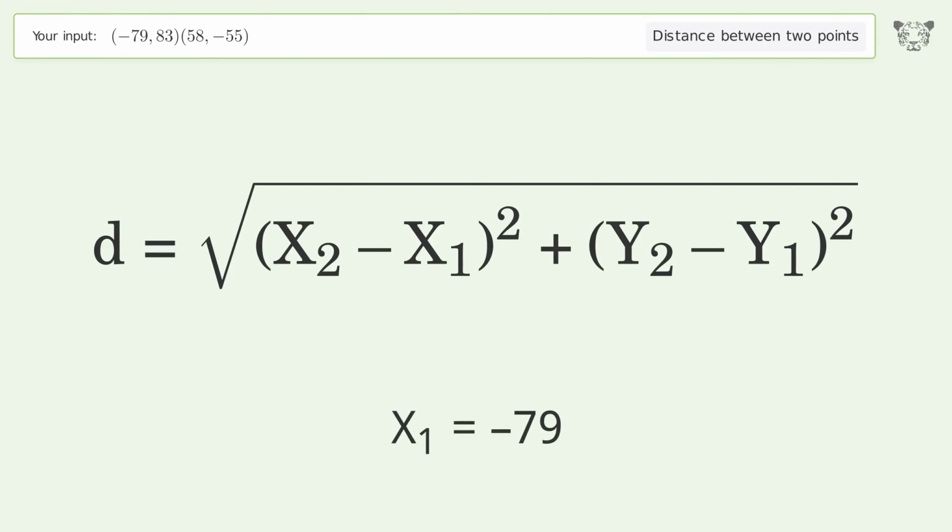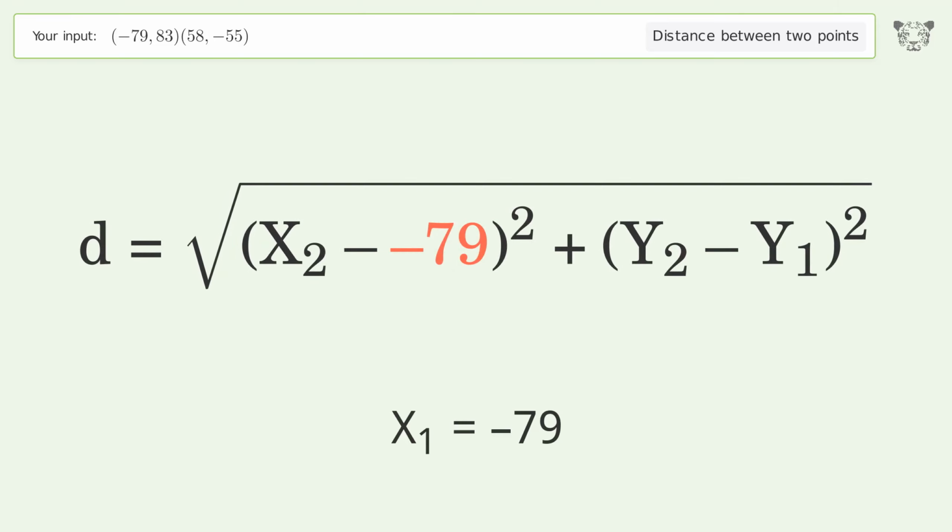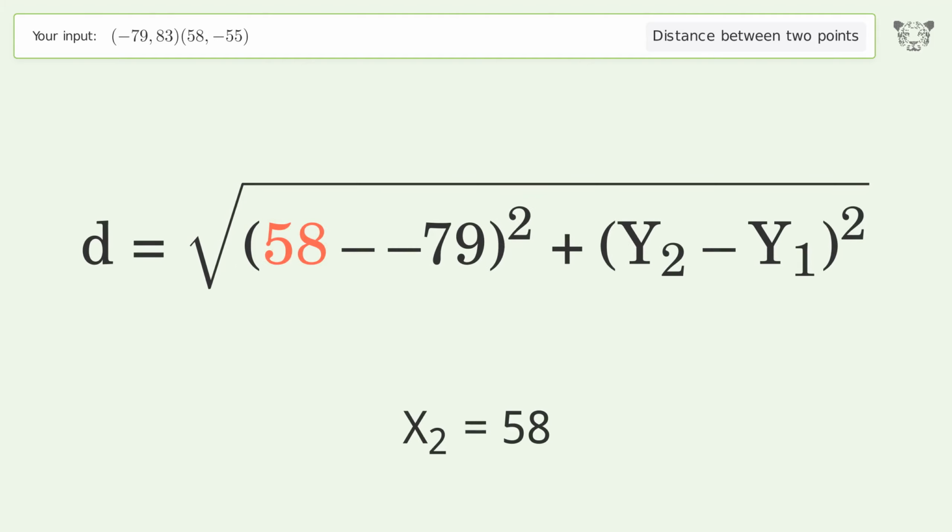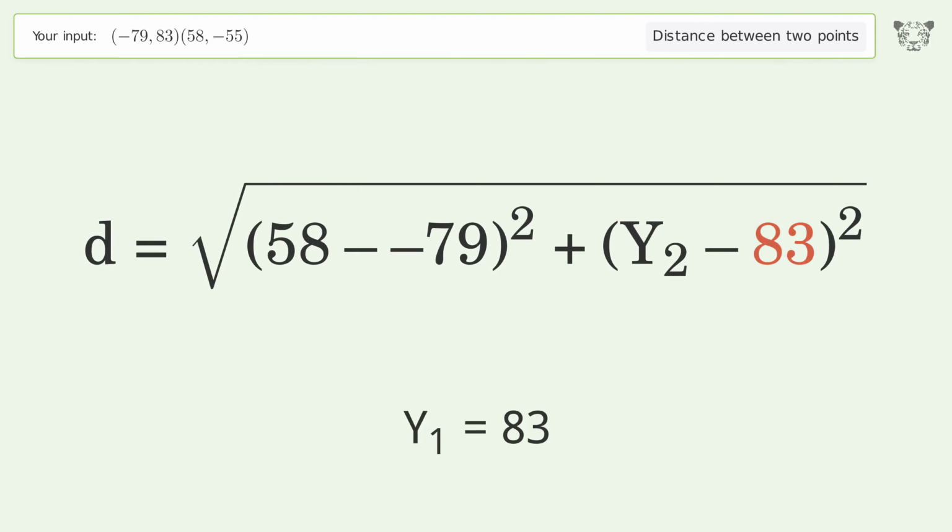x1 equals -79. x2 equals 58. y1 equals 83. y2 equals -55.